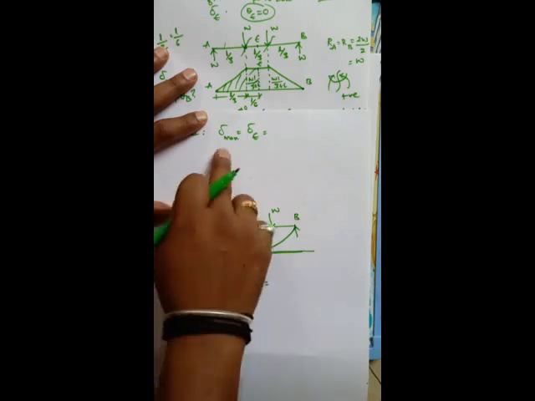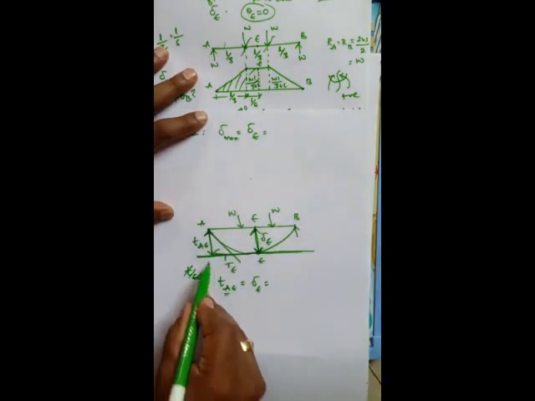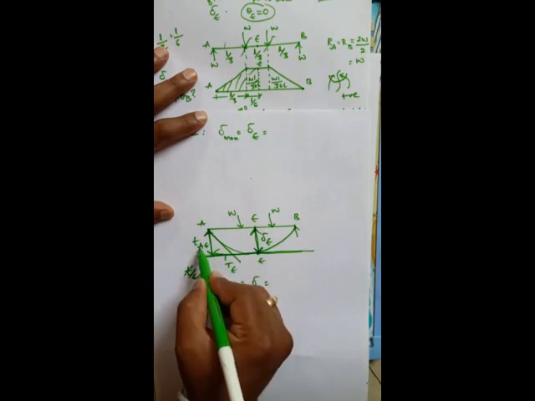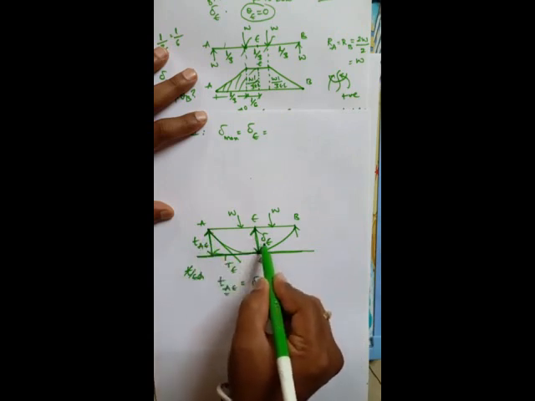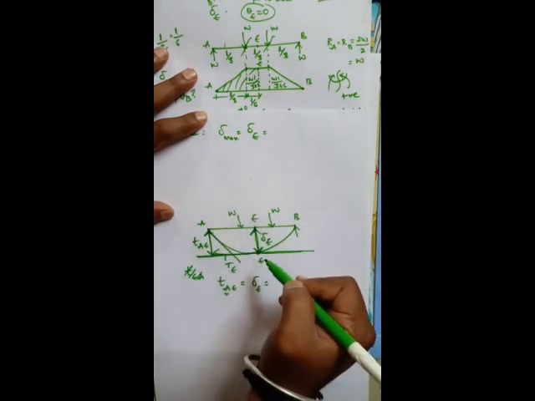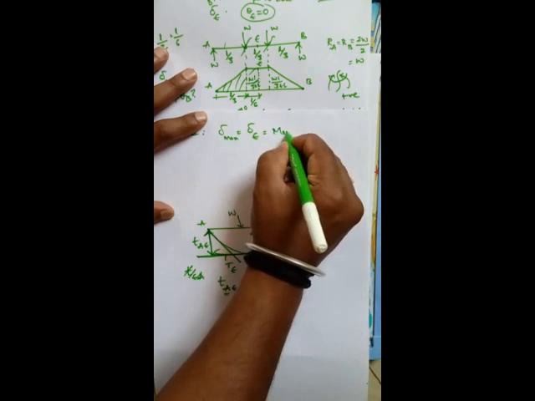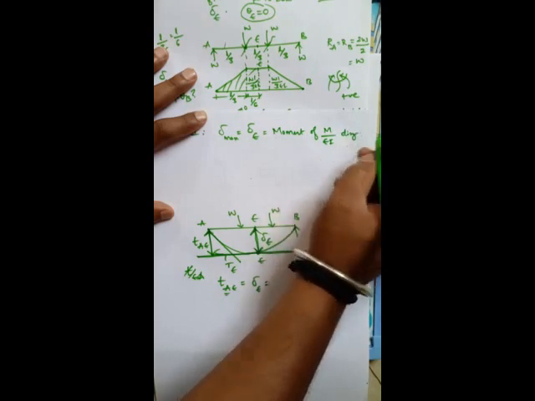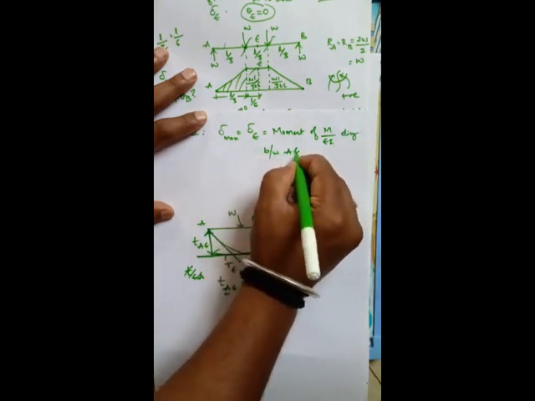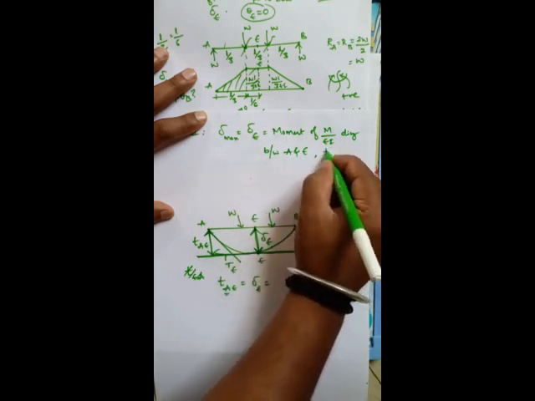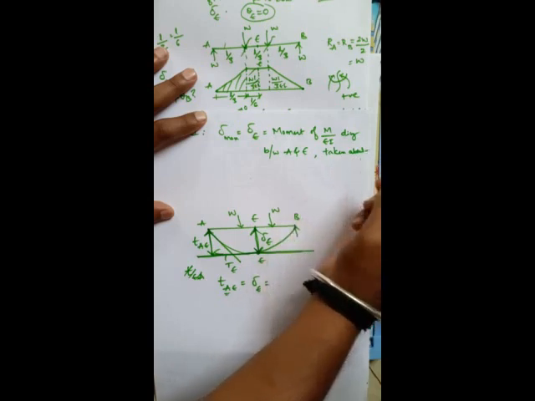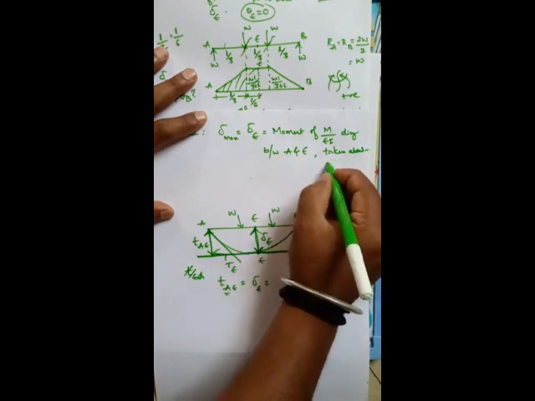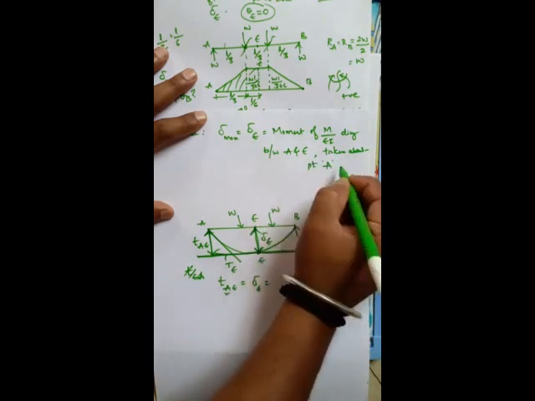T_AE, nothing but you will get this. So what is this? Tangential deviation of point A with respect to the tangent drawn at E. This is a tangent at E. So we are getting this. This height and this height are the same. Correct? So we are finding delta E. So, the moment of the M by EI diagram between A and E, and where is the moment taken? Moment is taken about which point? You are getting actually T_AE. You need to take the moment about point A.